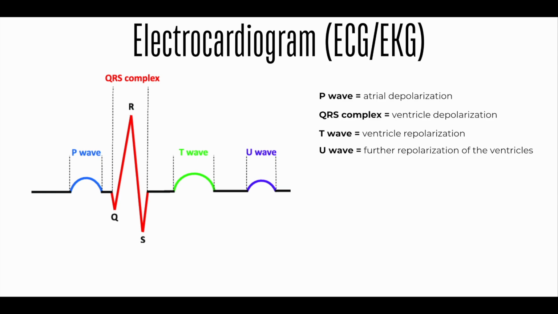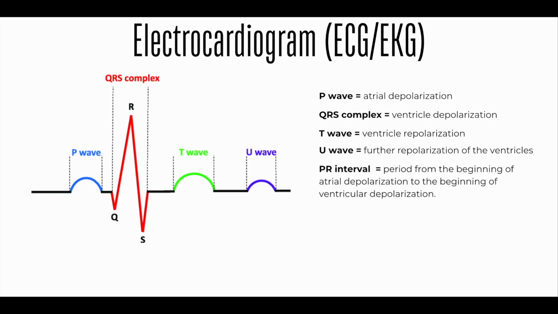In the TEAS, they might also ask you about ECG intervals and segments. The first interval we'll be discussing is the PR interval. The PR interval is basically the period from the beginning of atrial contraction to the beginning of ventricular contraction. Next, we have the ST segment. The ST segment represents the period when the ventricles are completely depolarized.